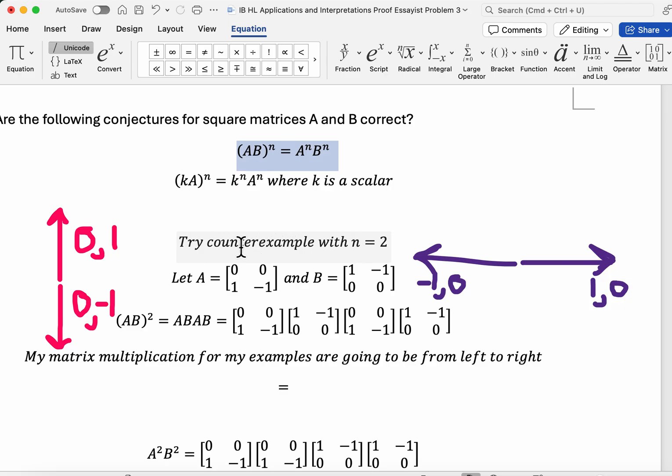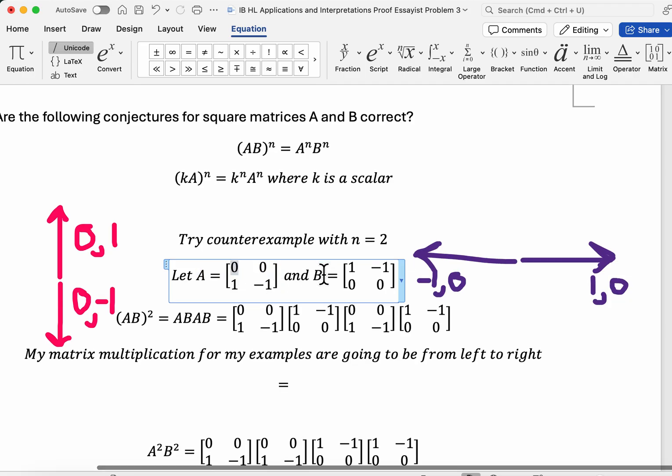Let's try the counterexample with n equals 2, so we're just dealing with 2 by 2 matrices only, and let A and B be these following 2 by 2 matrices here, where A essentially represents the vector of vertical arrows, one going up, the other going down, and B as a matrix represents the set of horizontal arrows, one going to the left and the other going to the right. And yes, the order that you slot them in your matrix does matter.